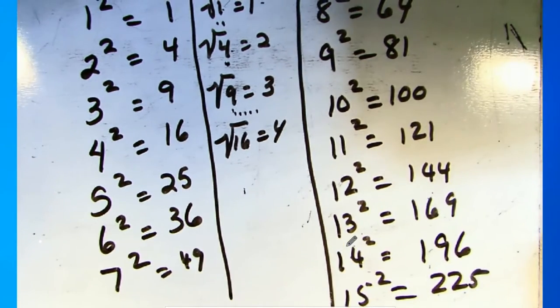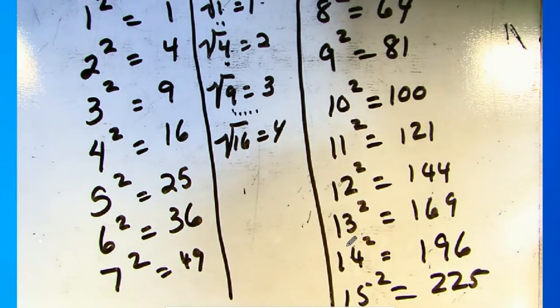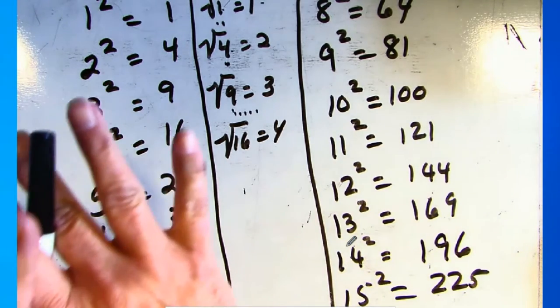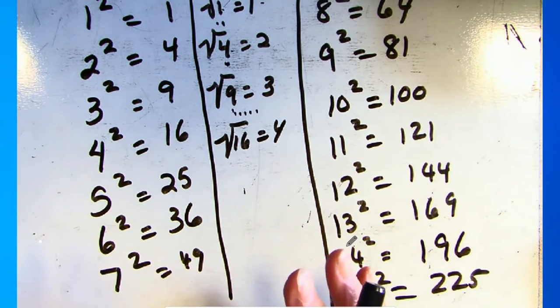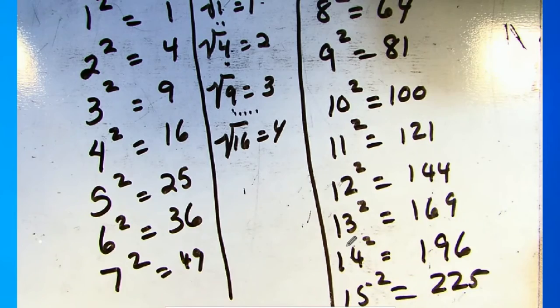But what if you needed a square root of a number that wasn't a perfect square? Well, then you have to estimate it. So roots of perfect squares, remember, those were rational numbers, but roots of non-perfect squares are irrational numbers. Let's try what that means.